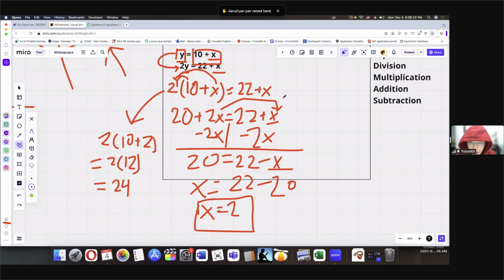No check marks yet. And what about 22 plus x? What was x again? 2. So what's 22 plus 2? 22 plus 2 is 24. Awesome. So now we see that it is indeed 24 on both sides. Are we done yet, Garrus? Pretty much. Pretty much? You think so?